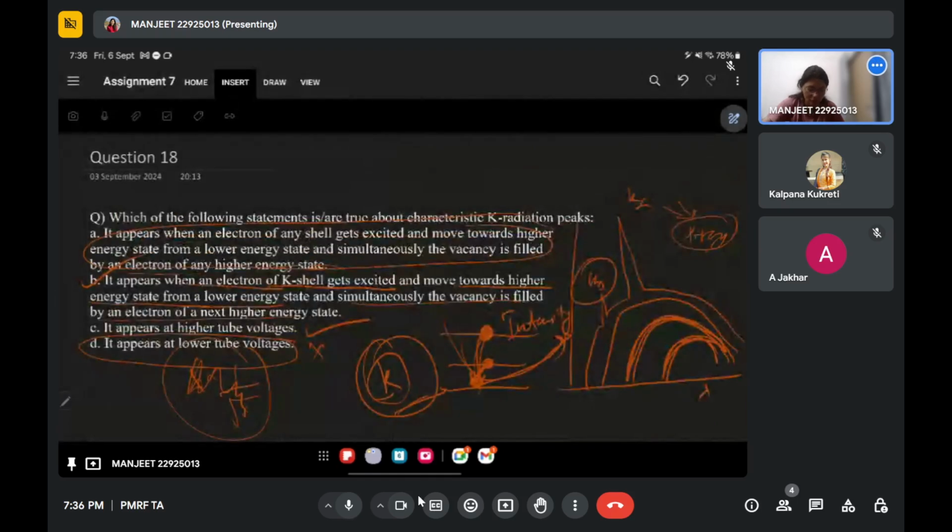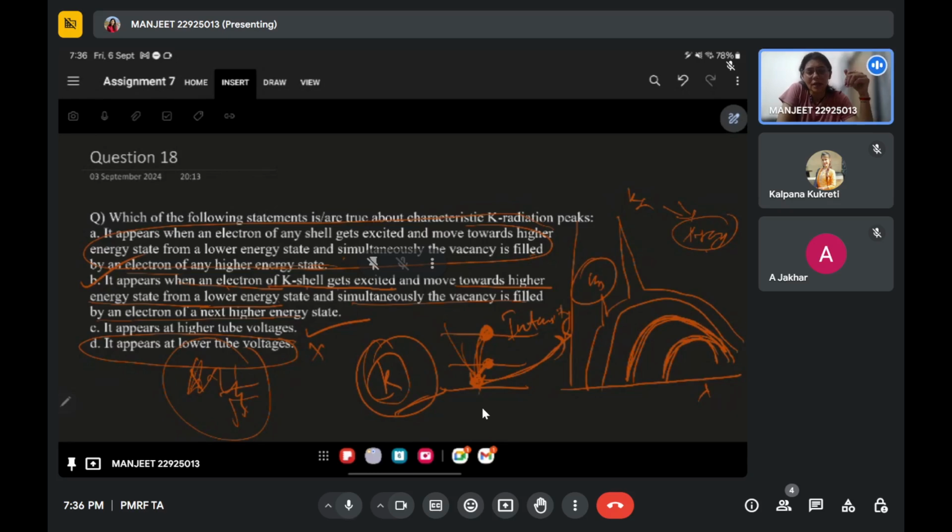In question number 18, what are the true statements about the characteristics of the X-ray radiation peak, and how we get the characteristic peak. As I already told you, this depends on which energy level the electron is coming from and to which level it goes. If it is coming to K, it will be K radiation, if it is coming to L, it will be L radiation, and if it is coming to M, it will be M radiation.